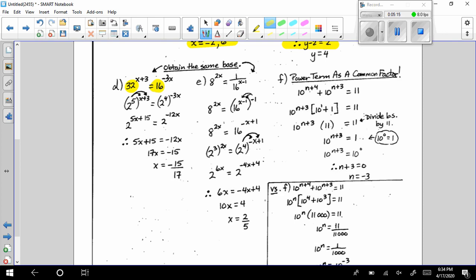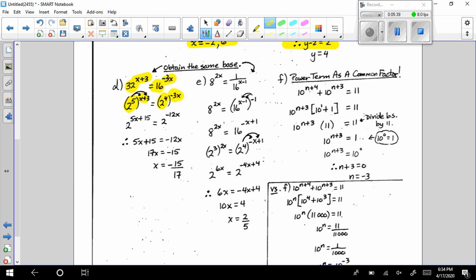The number 32 is equal to 2 to the power of 5. So I've merely changed the 32 into power form. The x plus 3 that was the original exponent is still here. Similarly, on the right-hand side, 16 becomes 2 to the power of 4. The negative 3x that was in the exponent position is still here.